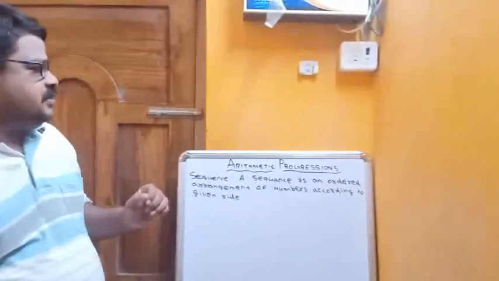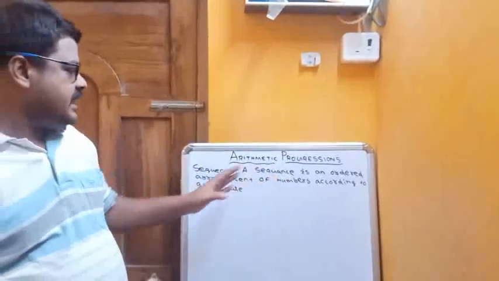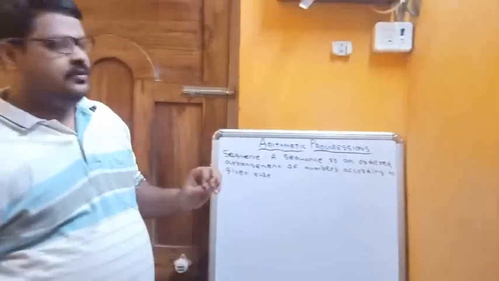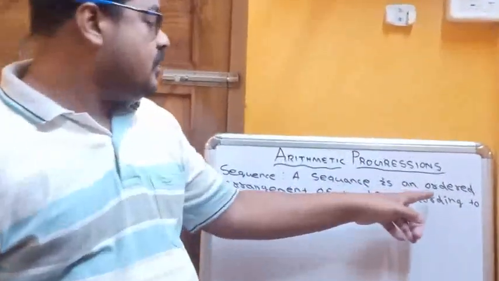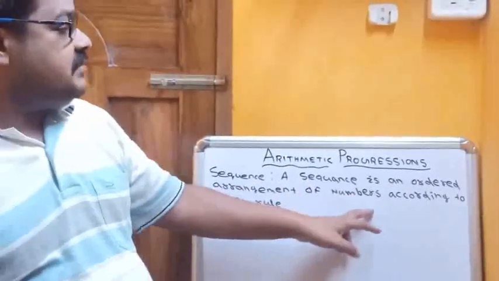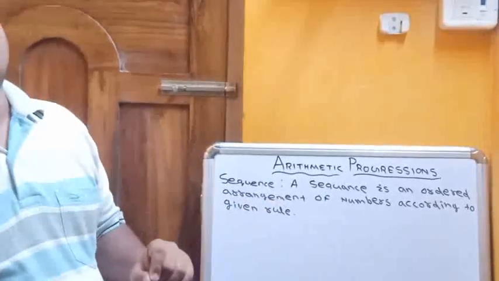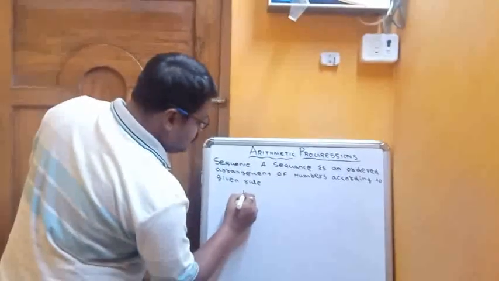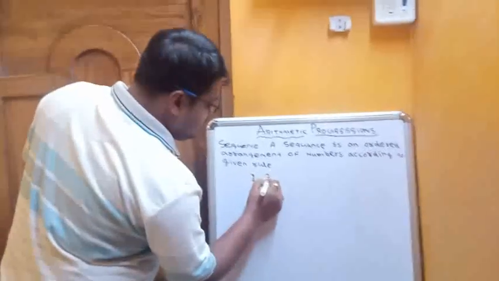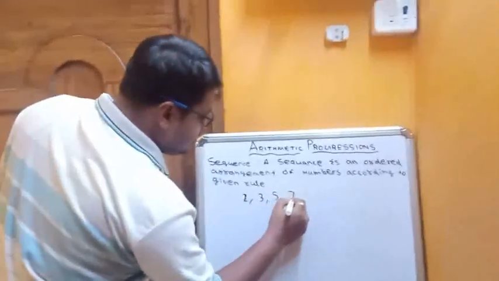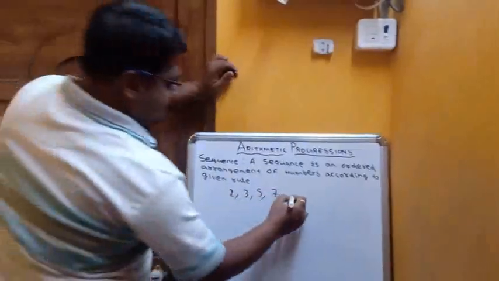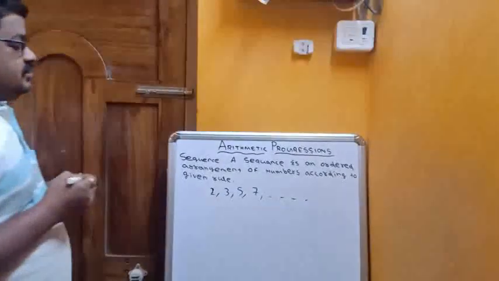So what do we mean by the sequence? Sequence is an ordered arrangement of numbers according to the given rule. Just like I am telling prime numbers, so can I write 2, 3, 5, 7, dot dot dot. These are the prime numbers.